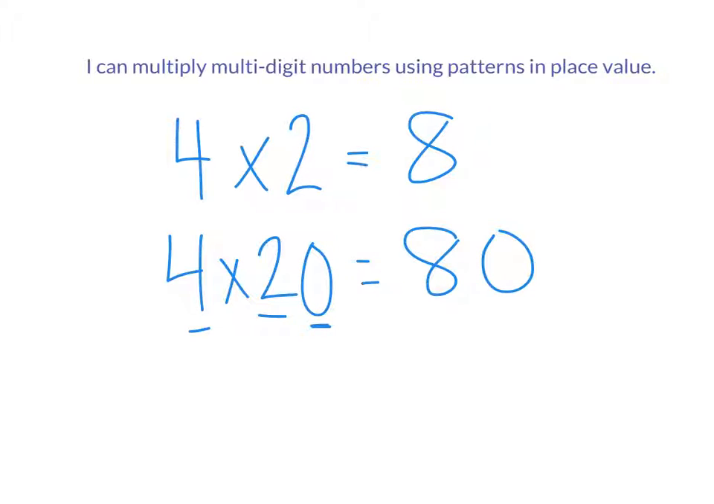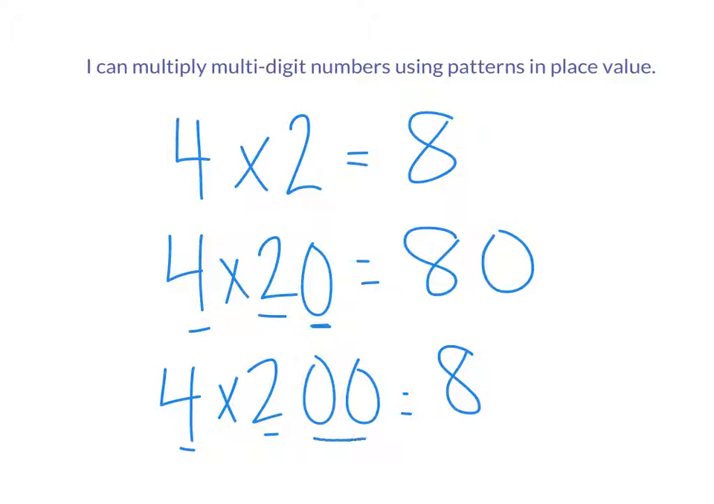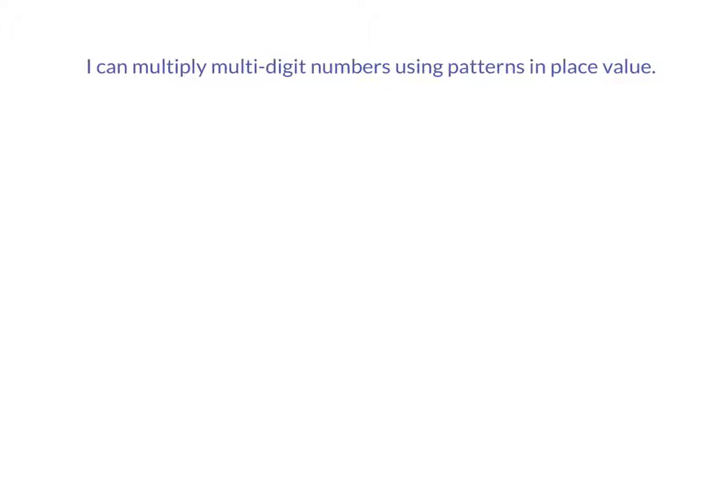So if I follow this pattern, I have 4 times 200. So 4 times 2 again is 8, and my zeros tell me I'm in the hundreds place, so I know I must have 800. All we're really doing today is using the patterns in place value to help us solve bigger problems.